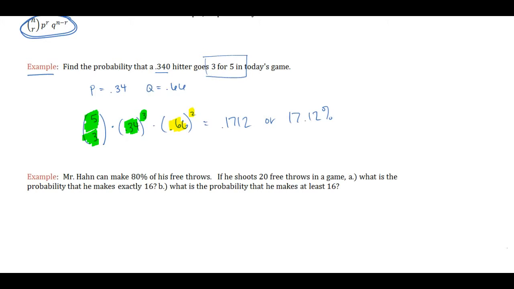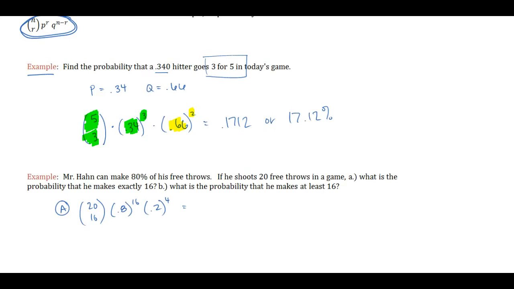Mr. Hahn makes 80% of his free throws. If he shoots 20 free throws in a game, so there's your 20 trials, what's the probability that he makes exactly 16? So if I'm going to set up A, I'm going to say he has 20 trials and he's going to make exactly 16. The probability that Mr. Hahn is successful, because that's what we're going for, is 80%, and he needs to do that 16 times. And the chance that he's not successful is 20%, and he's going to have to do that the other 4 times. So he's going to have to miss 4, but he's going to have to make 16. What's the probability of that?